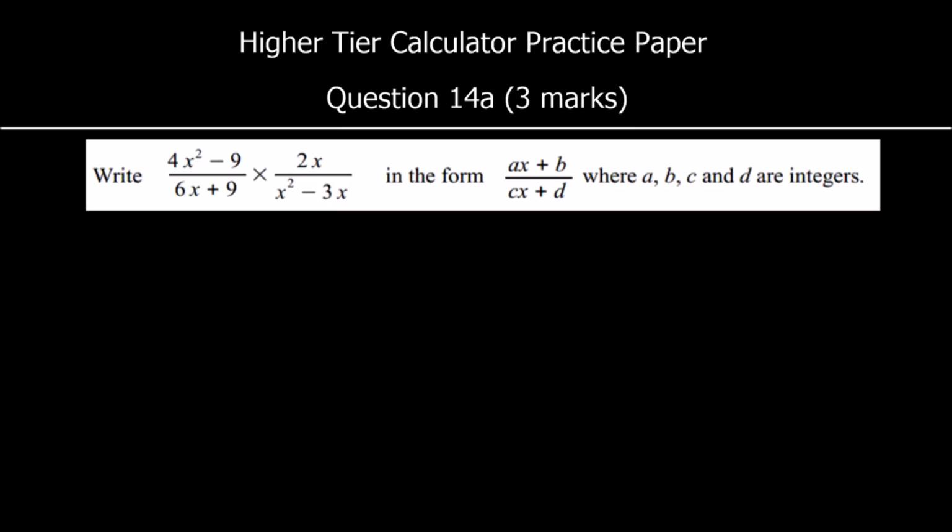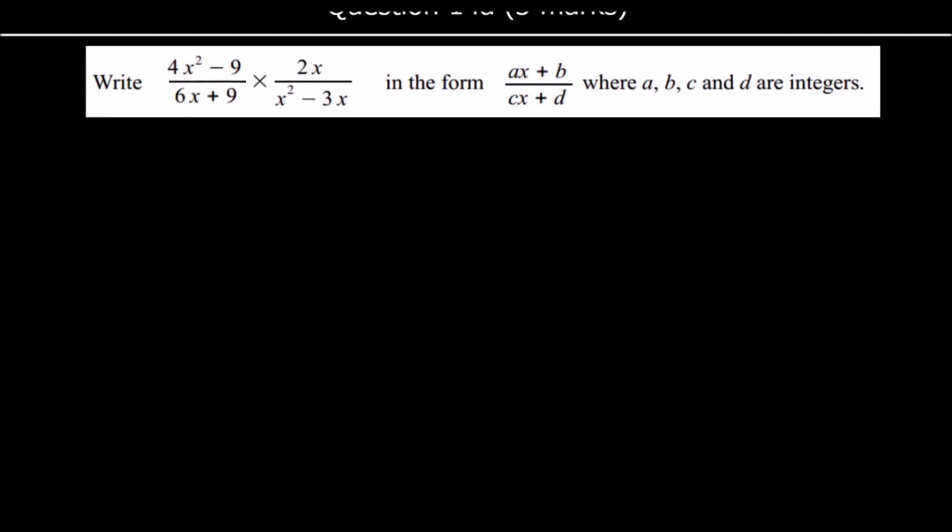Question 14a. Write (4x squared minus 9) over (6x plus 9) times by 2x over (x squared minus 3x) in the form (ax plus b) over (cx plus d), where a, b, c, and d are integers, whole numbers. So this is simplifying an algebraic fraction. To do that, when we times fractions together, we just times the top times the bottom. But we're also going to be factorizing all of these so we can cancel out anything that's common to the top and the bottom.